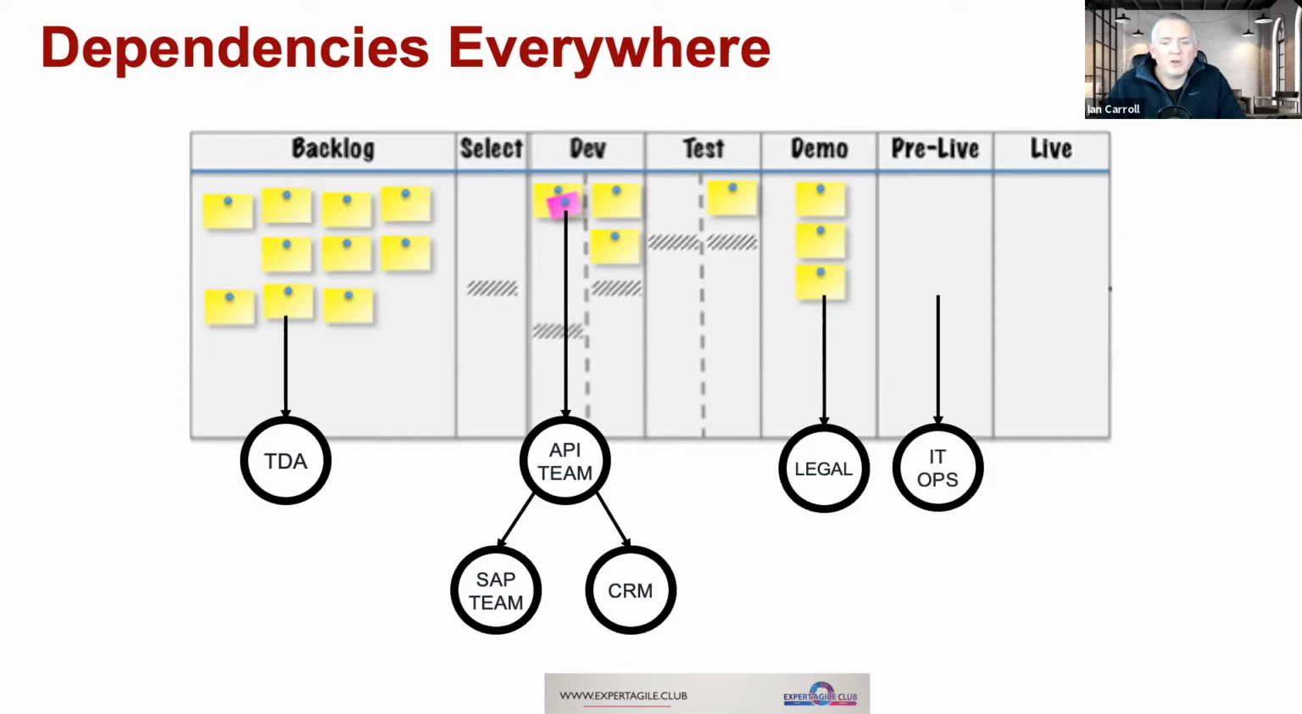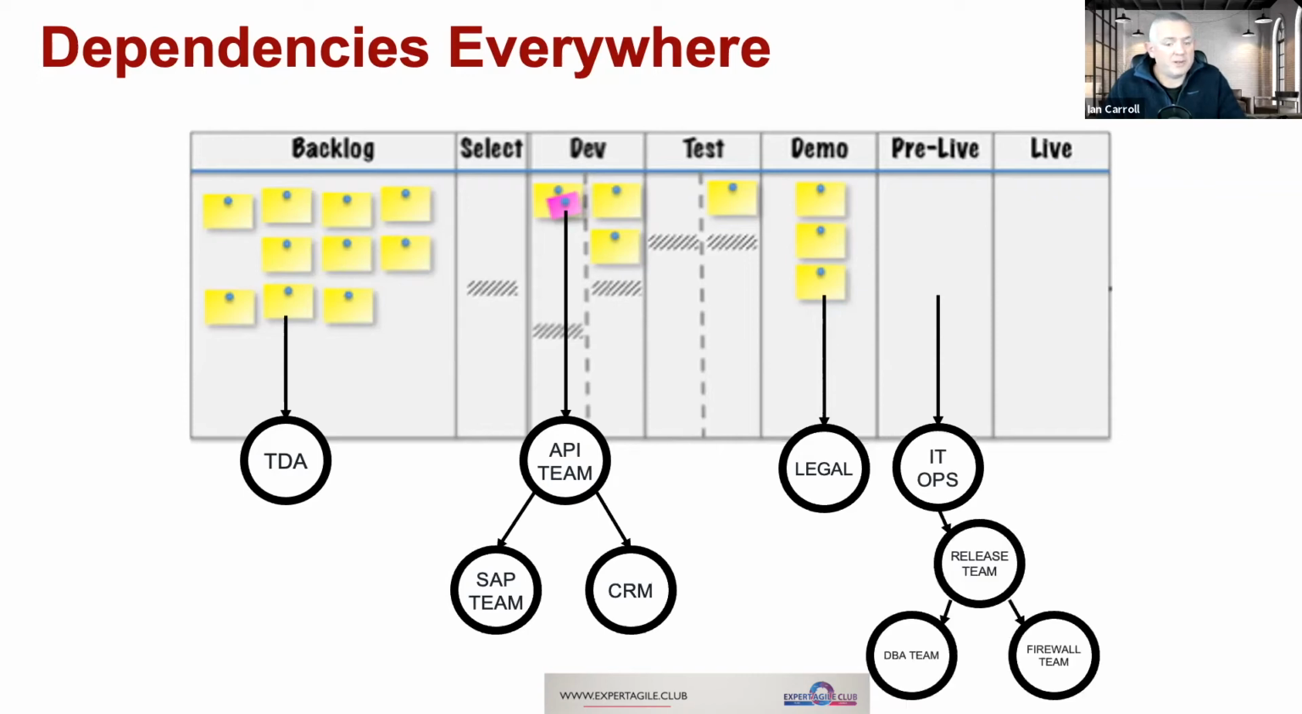review and approval. IT operations: how are we going to get this into live? Maybe they hand off to a release team who hands off to a DBA team. Also, there's a firewall team. So you can imagine they're everywhere, dependencies, and teams are regularly blocked. Ultimately, this is about how quickly we can get value delivered to our end users, in other words, put in the live environment.